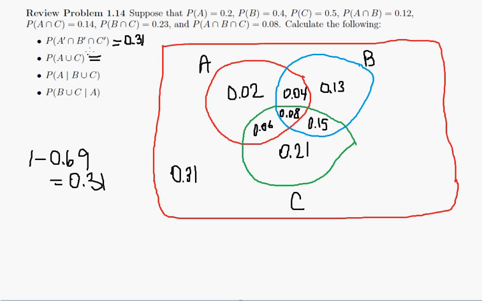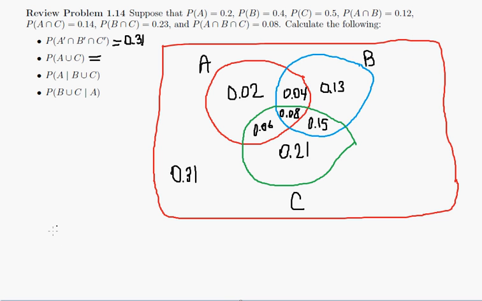The probability of A union C, well, I can do that by brute force. I could add up 0.02 plus 0.04 plus 0.08 plus 0.06 plus 0.21 plus 0.15. So everything but the 0.13 here will be part of either A or C. So one way of doing this would be to add up 0.02 plus 0.04 plus 0.06 plus 0.08 plus 0.15 plus 0.21. That would give me the correct answer.